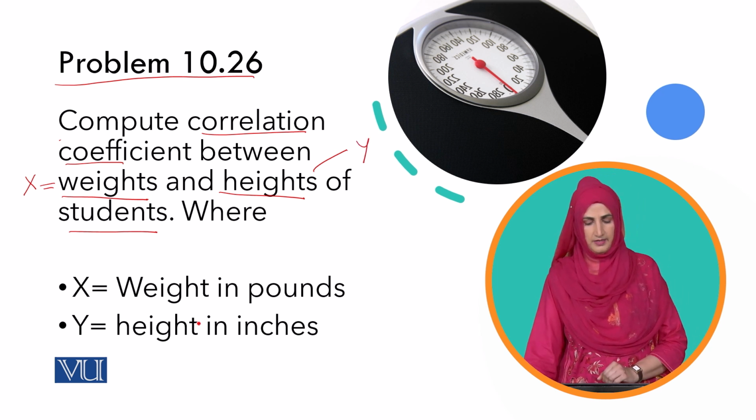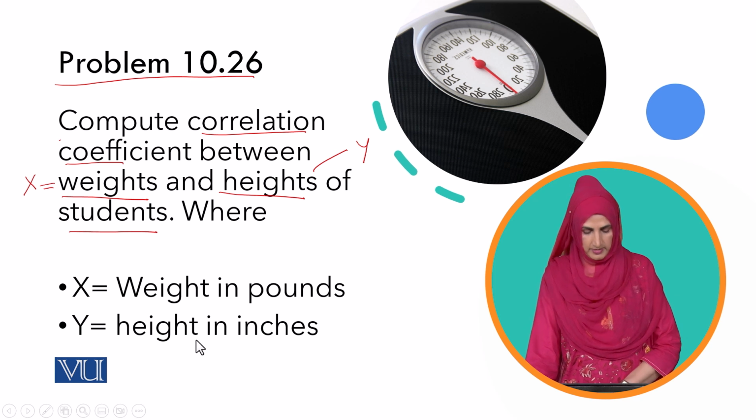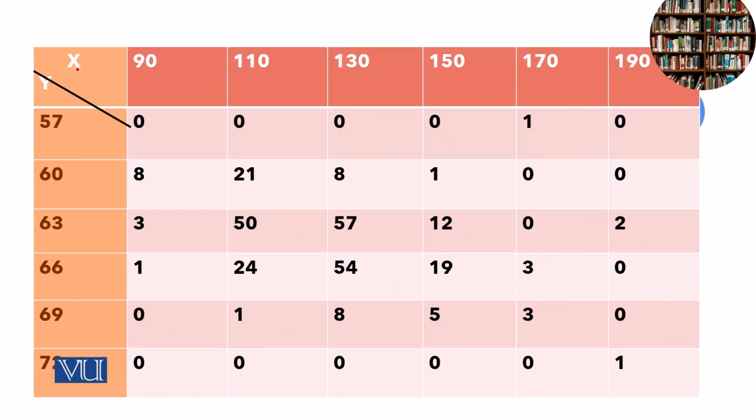So these are the variables and the data is given. We can see that x is the weight. Weights are 90, 110 up to 190 kgs. And y is actually height, and heights are measured in inches. So first of all, we have to compute u and v. U is taken along x and v is taken along y.